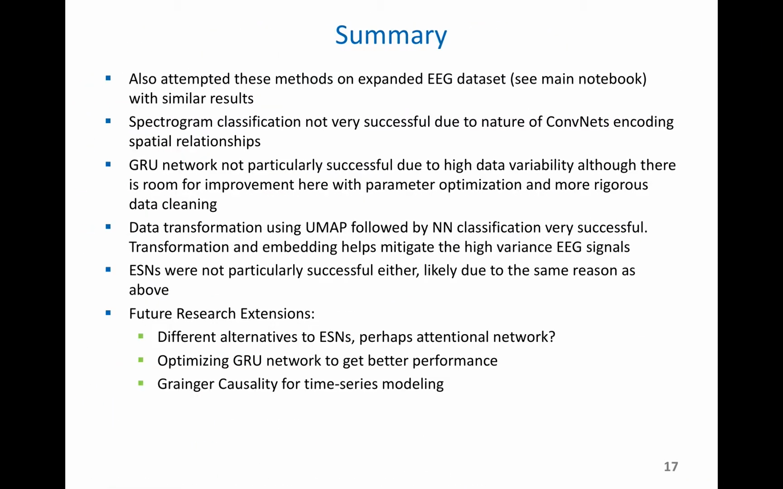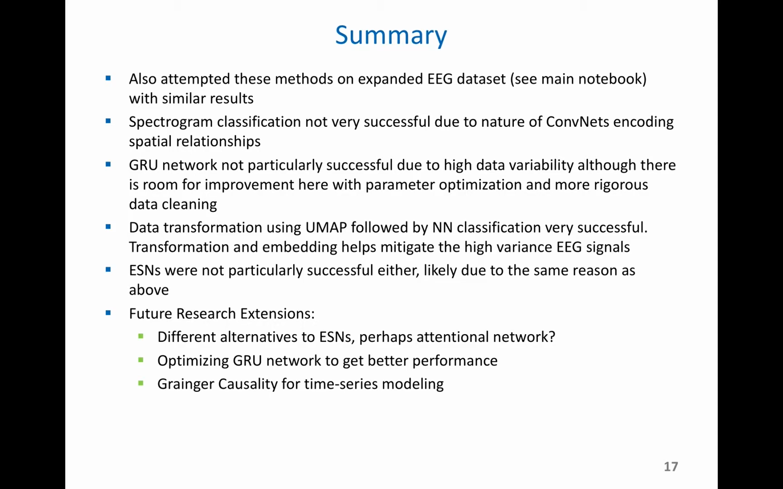So in conclusion, we tried using convolutional neural networks, we used GRU, we used some UMAP, and we finally finished off with looking at some echo nets, with the most successful being the UMAP followed by neural net classification. We discussed that the spectrograms were limited due to the inherent issues with using an artificial image with convolutional neural networks, and the GRUs didn't do very well due to the variability in the data, and I think that was the downfall of the ESNs as well. So some more data manipulations will be necessary to make those useful.